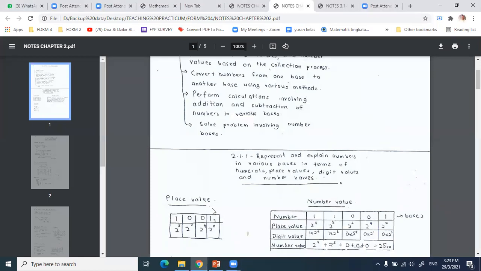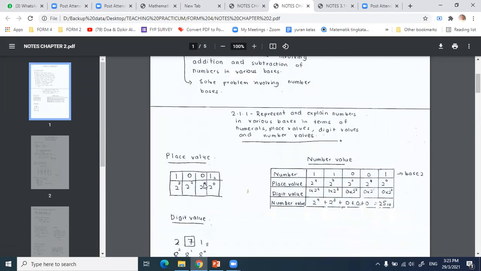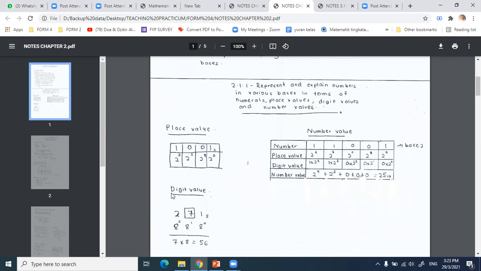About the place value, for example, we have 1001 base 2. From here, it will start with 2 to the power of 0, and then 2 to the power of 1, 2 to the power of 2, 2 to the power of 3. Next is digit value.